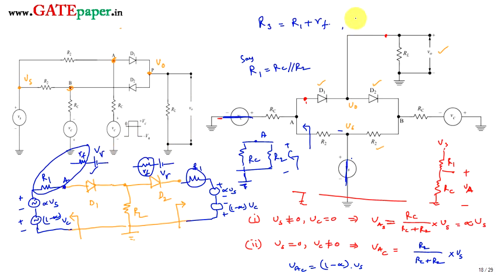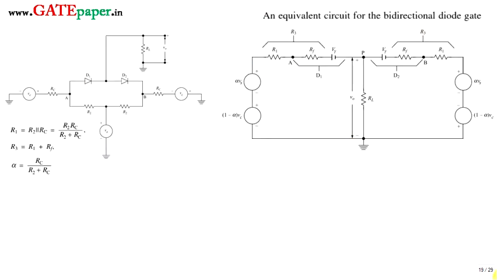And this V gamma is going to be very small, so you can neglect it. Otherwise you can also consider that V gamma. Now we will see how to calculate the gain. So these are the three things we have taken. R1 means R2 parallel Rc, R3 means R1 plus RF, and alpha is Rc by R2 plus Rc. This is the equivalent circuit for the bidirectional diode gate when the diodes are replaced with their piecewise linear models.